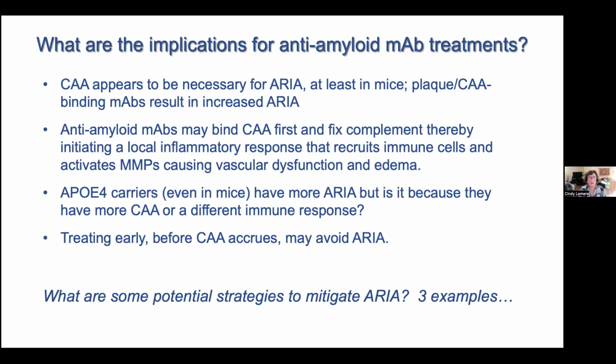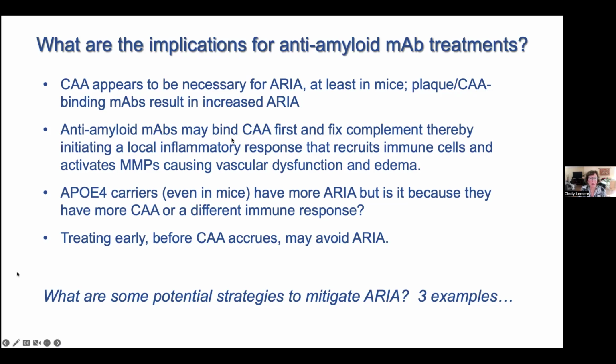Well, vascular amyloid appears to be necessary for ARIA, at least in mice, and plaque and vascular amyloid binding antibodies result in increased ARIA. Right now, we're doing a study to try to compare all of the different clinical antibodies for their binding specifically to vascular amyloid. And this might help support this hypothesis that there has to be vascular amyloid present for ARIA.